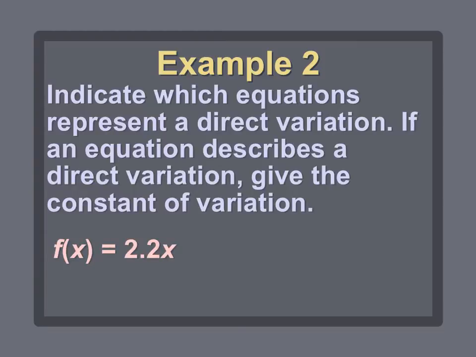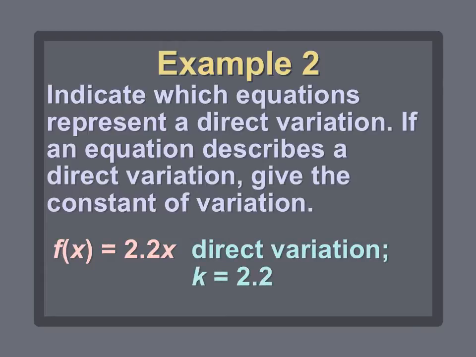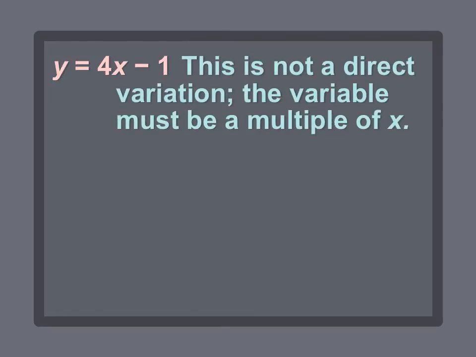So f of x equals 2.2 times x. This one would be a direct variation, and the k value is 2.2 because that's what's coming right before x. What about y equals 4x minus 1? Well, this one has the minus 1 on the end, so we would say no. This is not a direct variation.